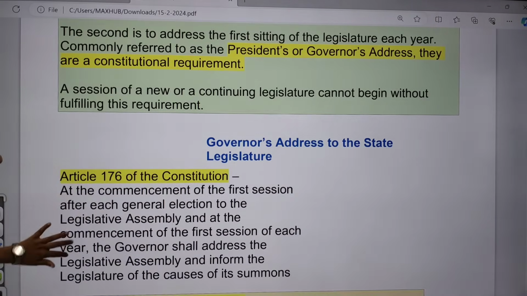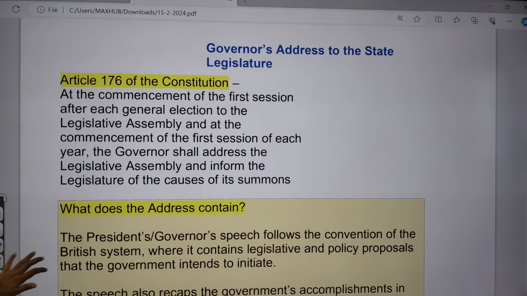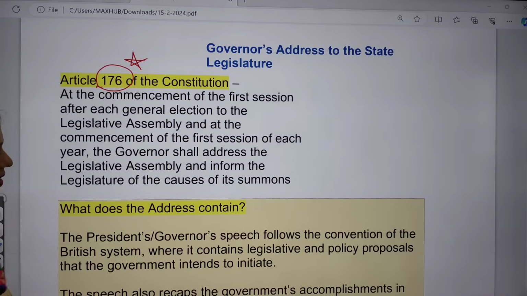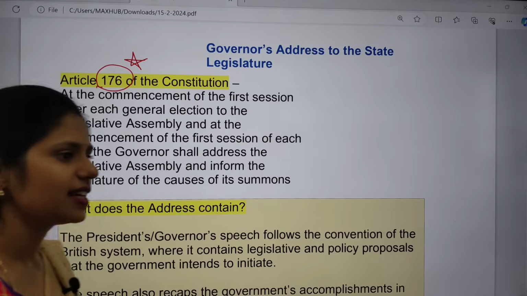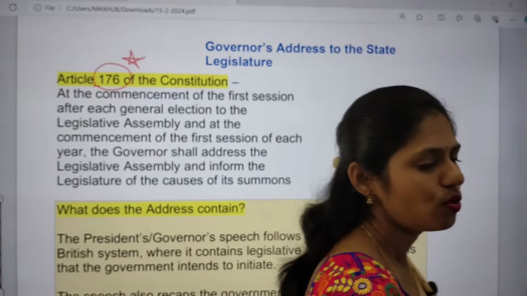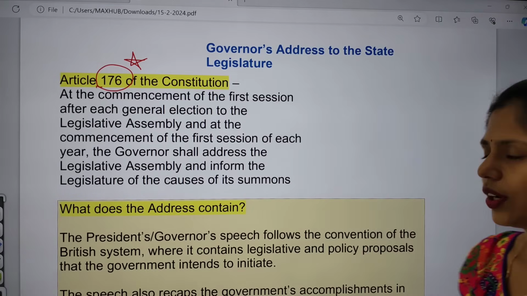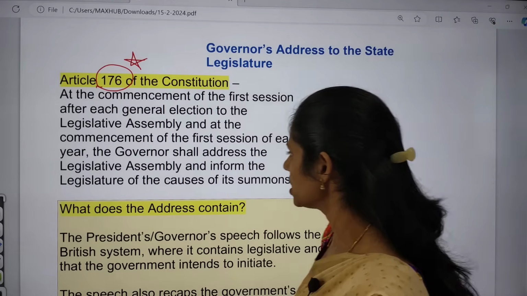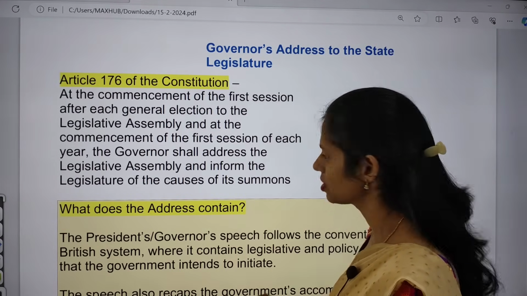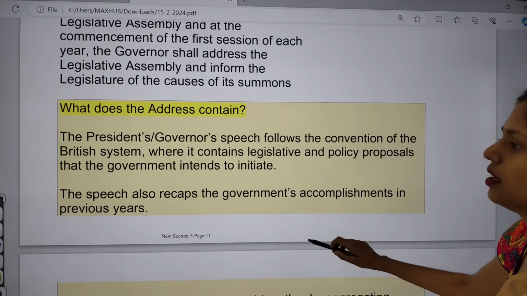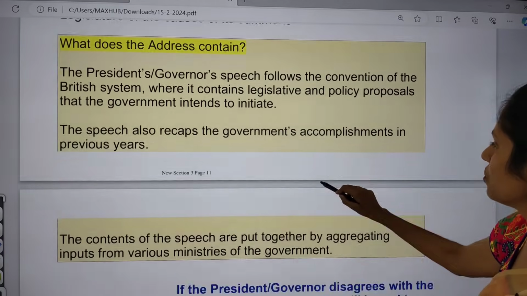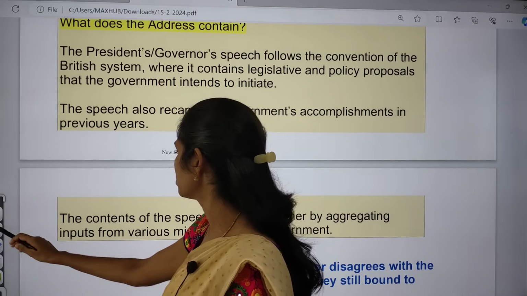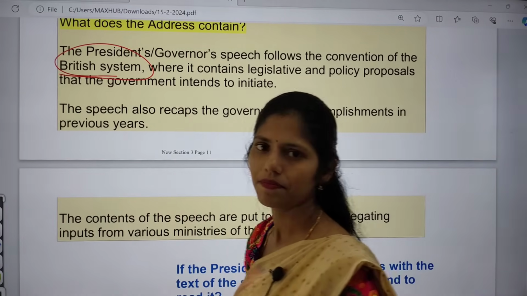If you are talking about the governor's address to the state legislature, Article 176 is what you have to keep always in your mind. You may get a question like: recently Article 176 is in the news, what is it related to? It is related to this governor's address. And what does this address contain? The president's or governor's speech follows the convention of the British system. We are following the British system, which is also a very important fact here.